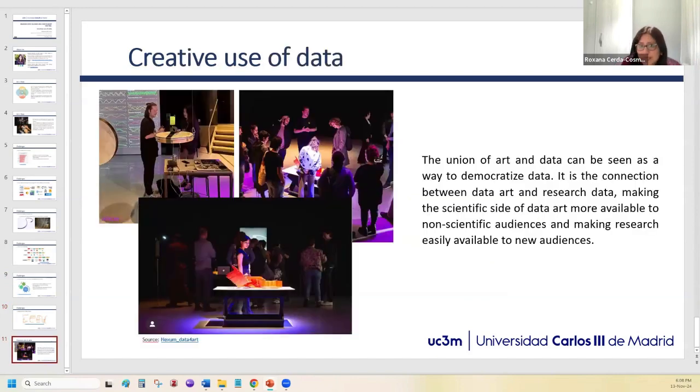I would like to say the union of art and data can be seen as a way to democratize data. It's a connection between data, art, and research data, making the scientific side of data art more available to a non-scientific audience and making research easily available to new audiences. This is all. Thank you.